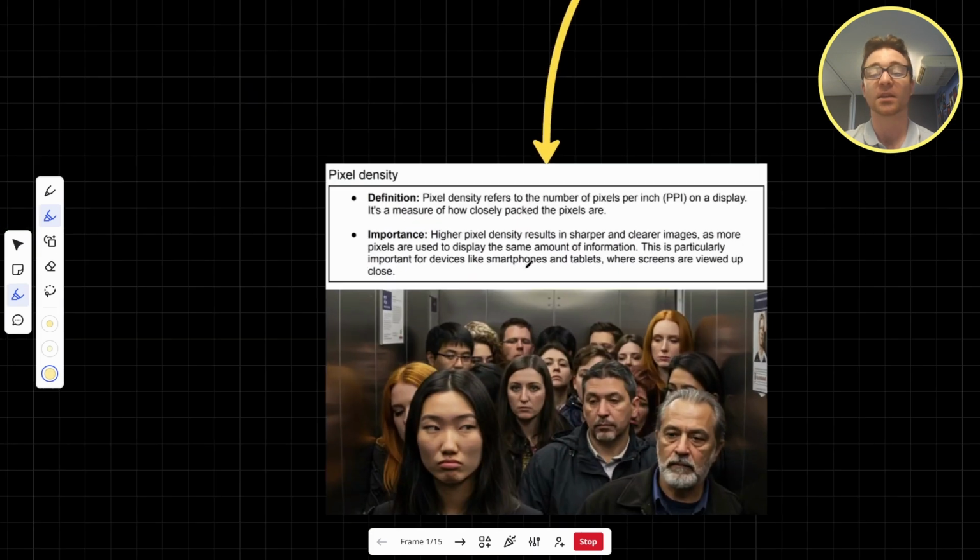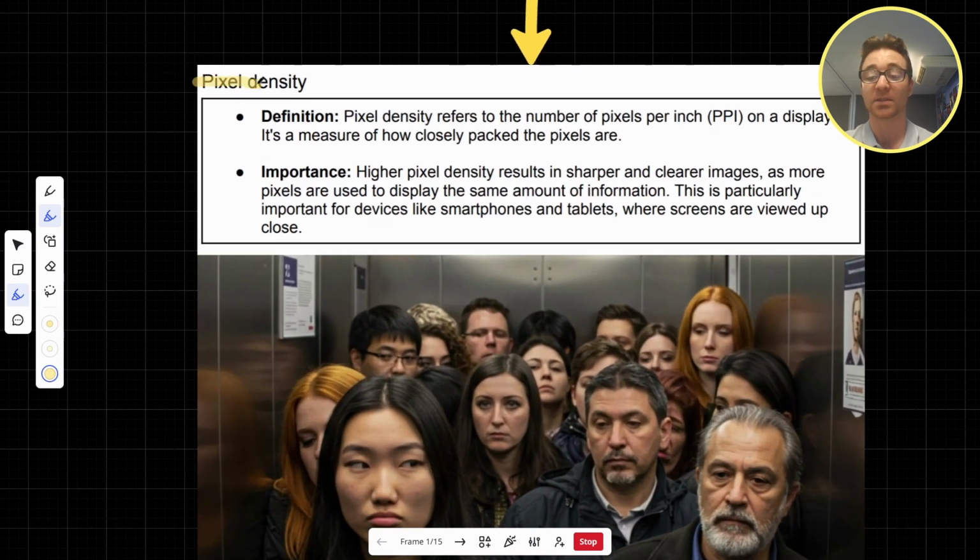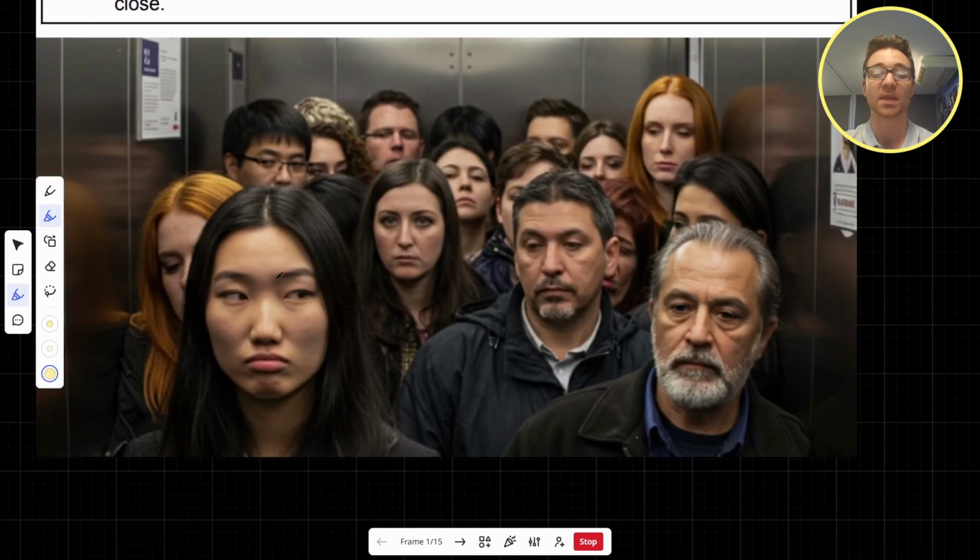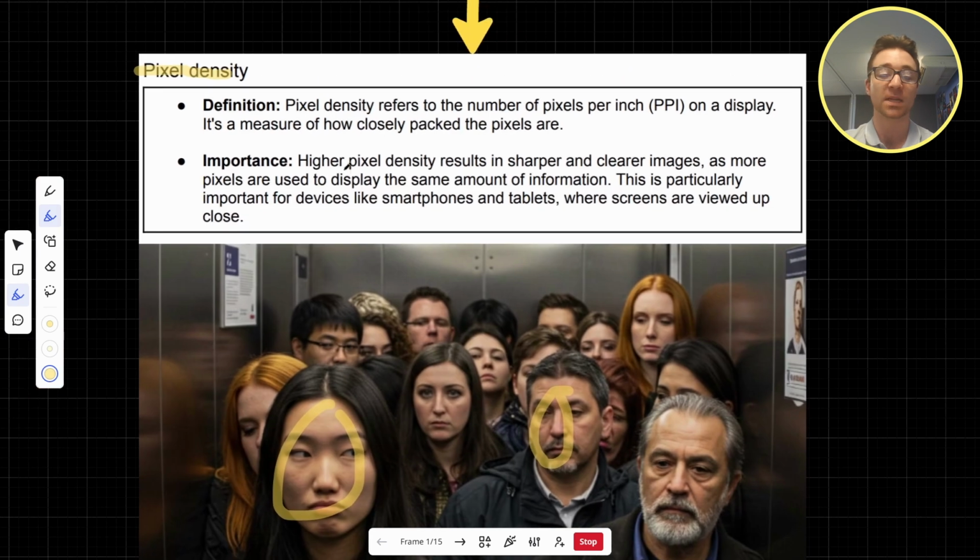Now, we need to think about some attributes of displays. What do these different terms for attributes mean? The first one is pixel density, and it's pretty well represented by this image. Pretend all of these people are a pixel, right? They're pretty tightly packed, okay? The definition of pixel density is that it's just the number of pixels per inch on a display.